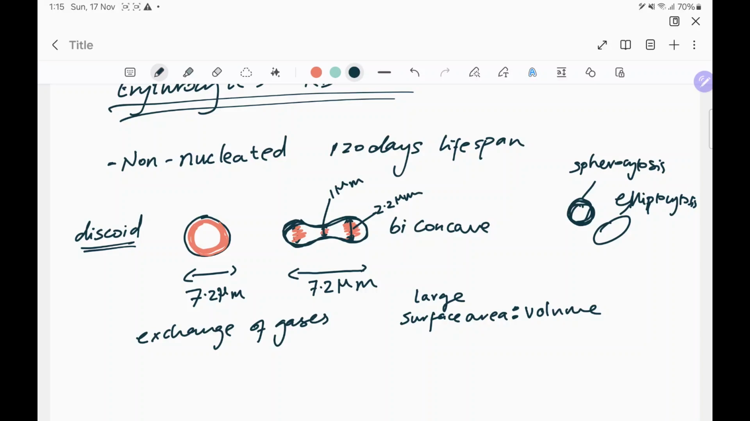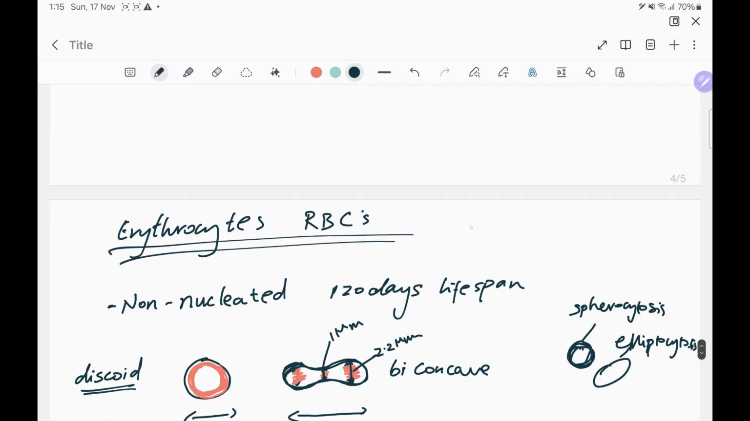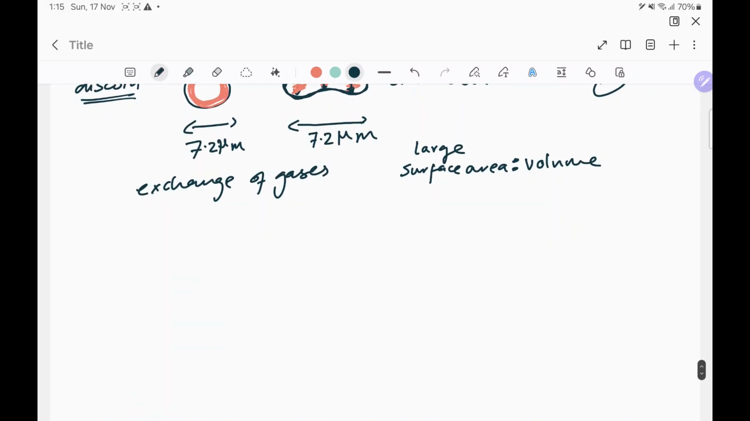And the RBC count is, like I said, for females 3 to 5 million per milliliter of blood. For males it is 3.5 to 5.5 million per ml of blood. Don't forget these numbers. Now these cells, if we look at them, the main thing is they hold hemoglobin.